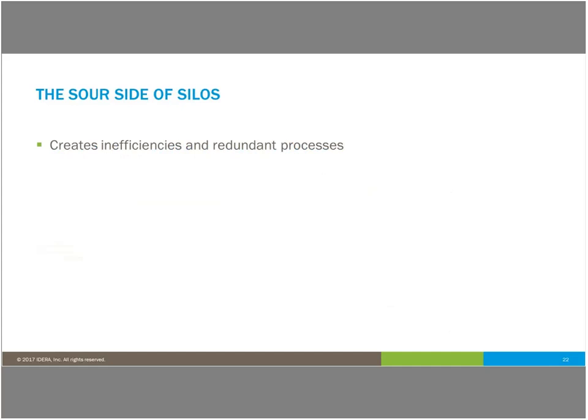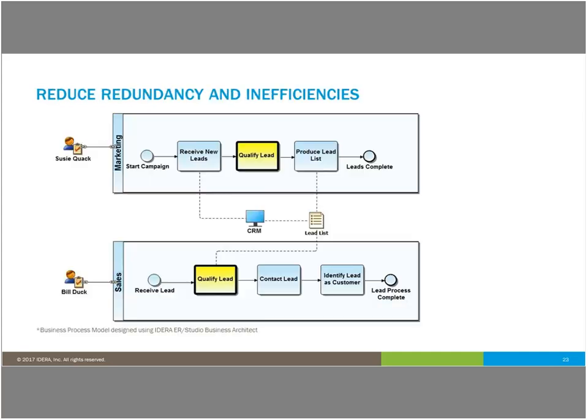So the first thing is that silos create inefficiencies and redundant processes. And this was the part where my brain was jumping ahead to a couple of minutes ago. Let's say that you have a marketing team and a sales team, and you start to diagram out that process. The marketing team is going to start their campaign. They're going to receive the new leads. They're going to qualify the lead. They produce a lead list. And when that lead list gets produced, they then send it on to the sales team.